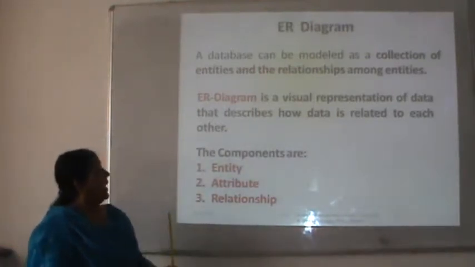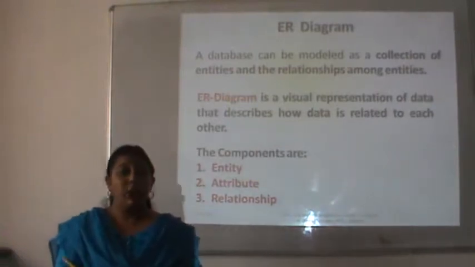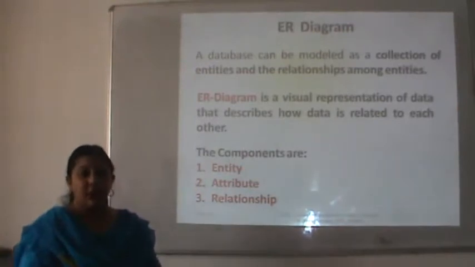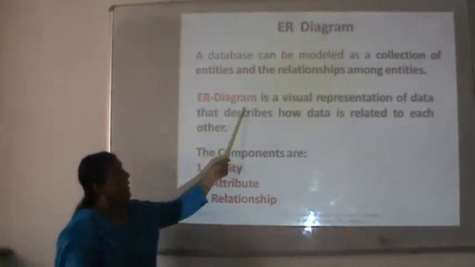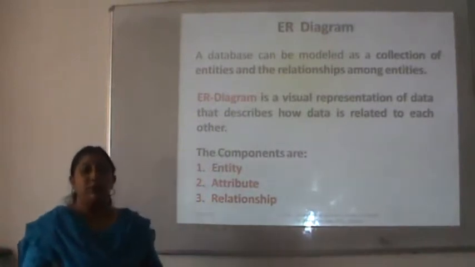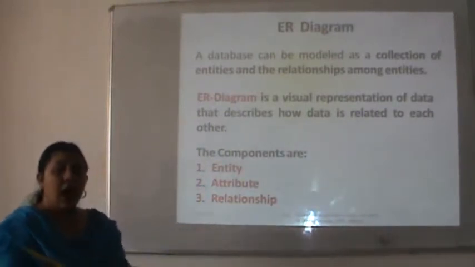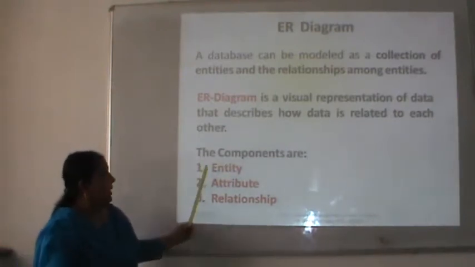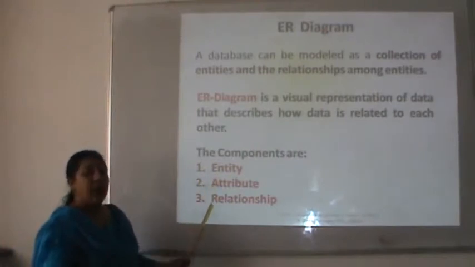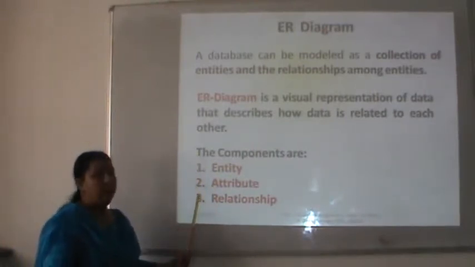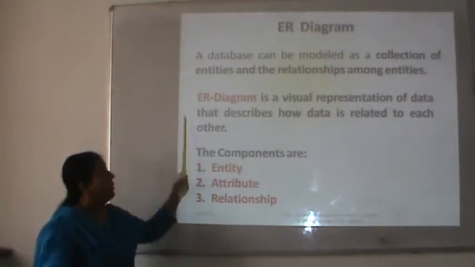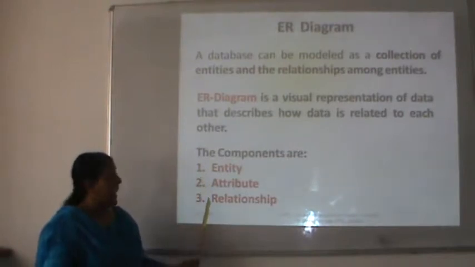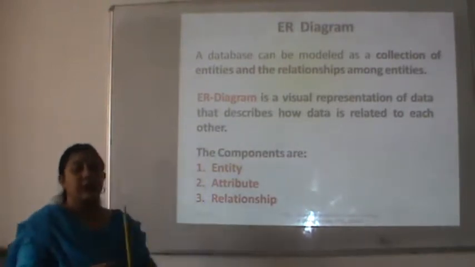Now, a database can be modeled as a collection of entities and the relationships existing between these entities. So you can say that an ER diagram is a visual representation of data that describes how the data is related to each other. The components are entity, attribute, and relationship. These three are the major components of an ER diagram: the entities, the attributes of those entities, and the relationships that exist between the entities.